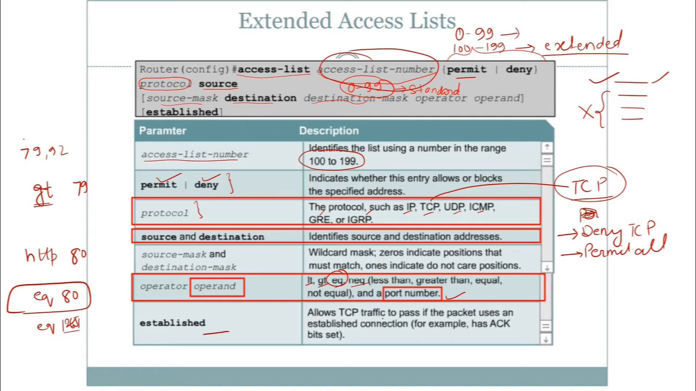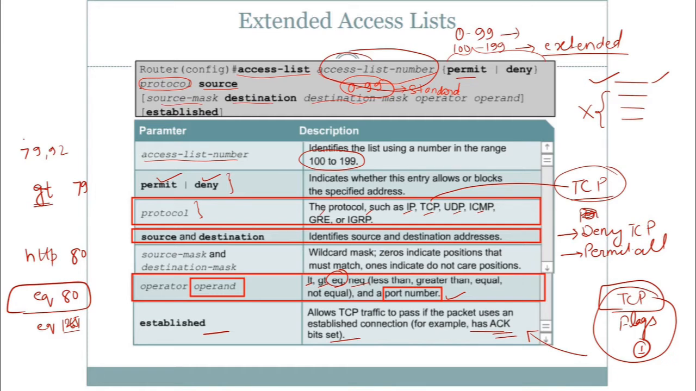Established allows TCP traffic to pass if the packet uses an established connection, for example, has ACK bits set, right? So ACK, we are having the TCP handshake, and in the TCP header there are flags. So if the acknowledgement bit is set as 1, that's what it's talking about. If you don't know the TCP flags and all, you can just watch my previous videos, it may help you.